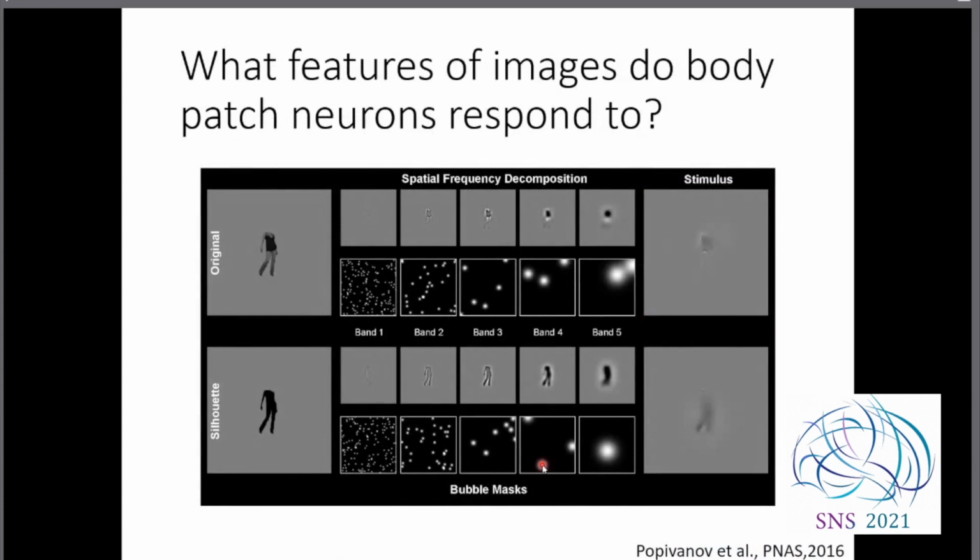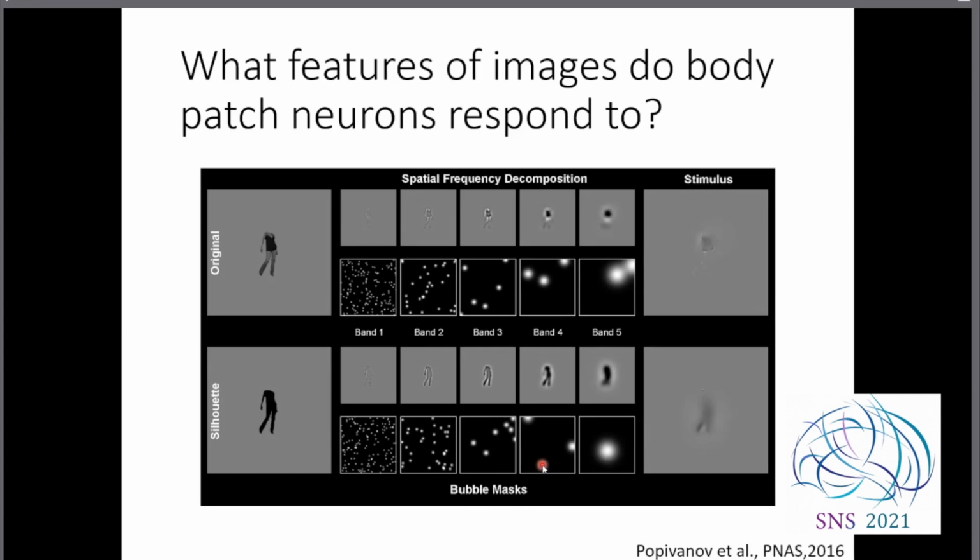Shape being important, it's still interesting to know what kind of shape features are determining that response, because you have different kinds of shape features. Frankly, we still don't know. I cannot give you the full answer.